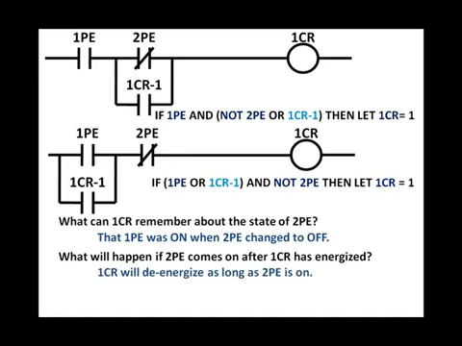What is the only condition that will de-energize 1CR once 1CR has been energized? Keep in mind that 1CR-1 is closed anytime 1CR is energized, and 1CR-1 bypasses 1PE normally open. So what is the only way to de-energize 1CR once it's energized? That's correct. 2PE photo I comes on. On is not the normal condition, so the normally closed is no longer closed.